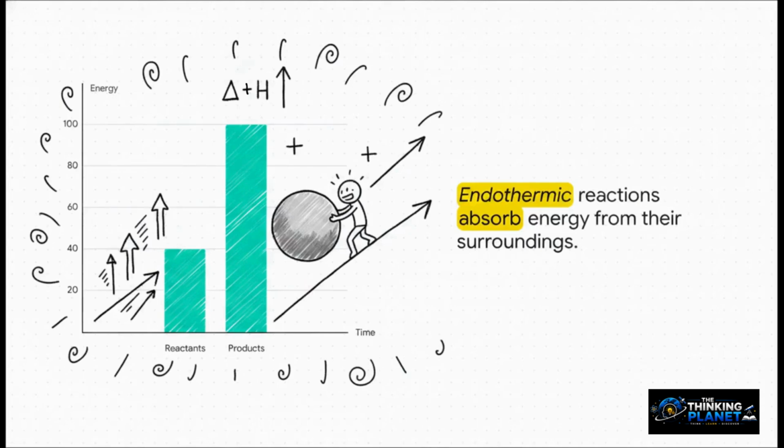Speaking of those endothermic reactions, let's think about their graph. It is the exact opposite. The reactants start down low and the products end up high. Imagine trying to push a giant boulder up a steep hill. You literally have to pump energy into it. These reactants must absorb energy from their surroundings just to climb up to that higher energy state. And because the final energy is higher than the starting energy, the enthalpy change, our delta H, is a positive number.